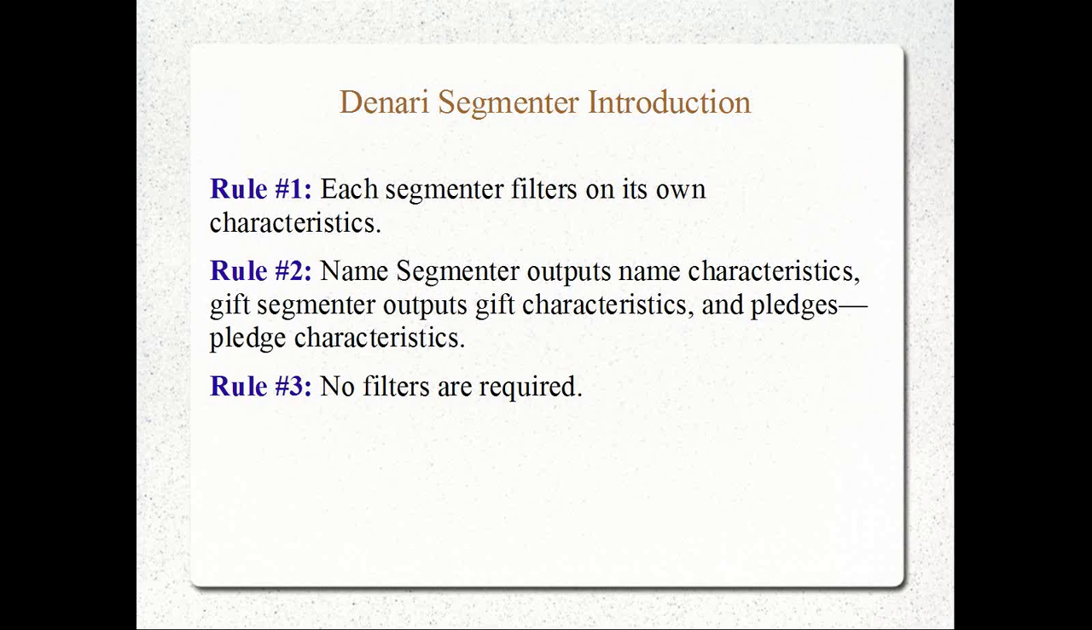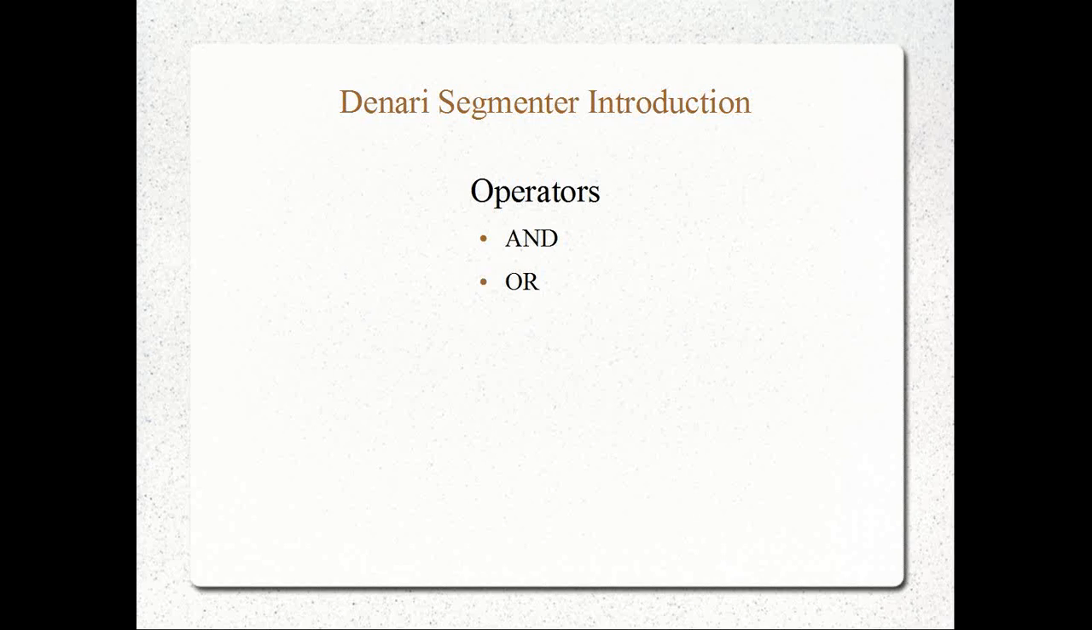This is really an important rule to remember because it means that we only use the filters that we need. With Name Segmenter, for example, we start with a big pot of names. We reach into that pot using the filters we want to pull out only the names we want. If we want all the names in a specific zip code, that's the filter we will use, and that's all we need. If we want all the names in a zip code that have a specific classification, then we will select those two filters, but no more.